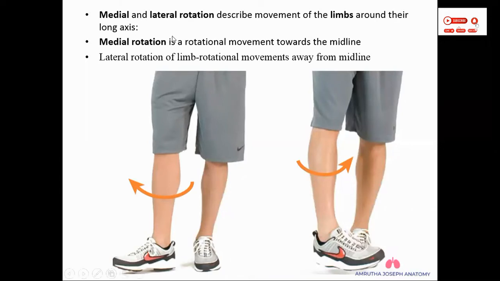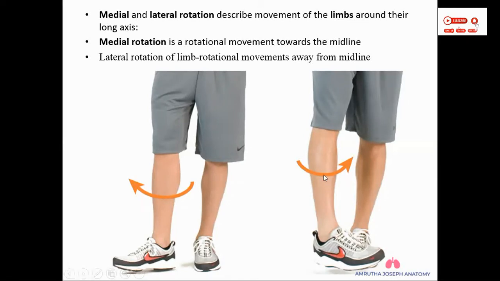Now there is other rotation which is specifically called medial and lateral rotation. So this occurs in the limbs, upper limb and lower limb. Here it occurs around their longitudinal axis. So this is the axis here. So in that axis, we are going to see rotation. So this one is medial rotation. This one is medial rotation.